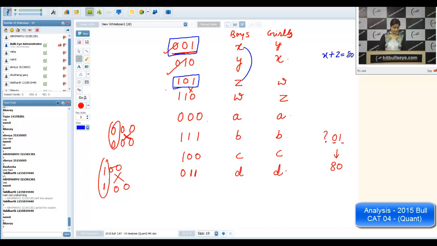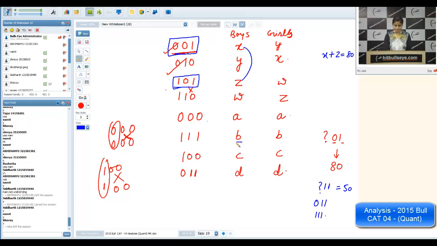Is it okay? Then coming once again to table. 1 and 1. Academics is again not mentioned. 1 and 1. The number which are ending with 1 and 1. Number of boys are 50. So I'll take 011 and 111. B plus D is given as 50. Similarly, we have data for girls as well.